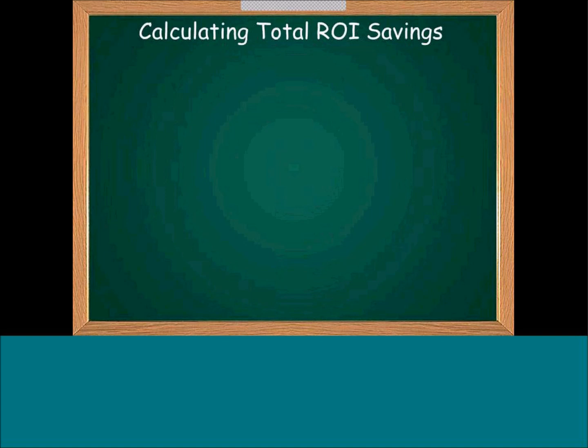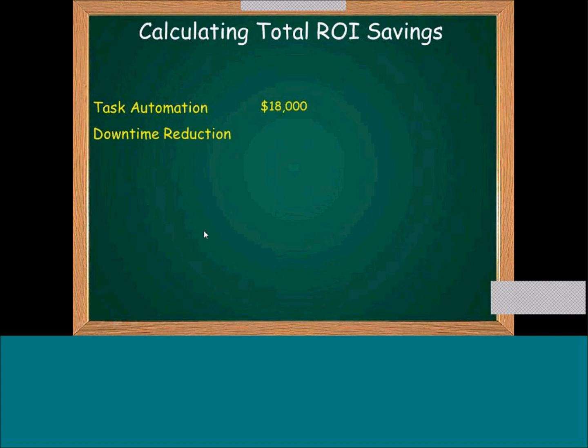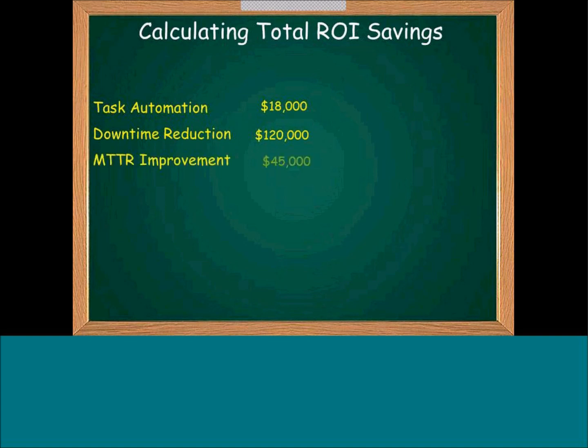Okay, so those are the 4 ROI formulas that we've developed, and now we need to total them all up. So initially, from task automation, the first formula, we saved $18,000. Then, in downtime reduction, we yielded a $120,000 ROI savings from IT process automation. The improvement in MTTR yielded another $45,000.